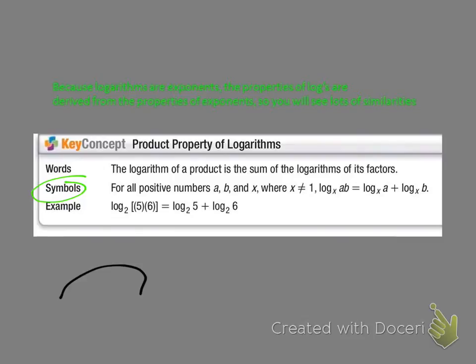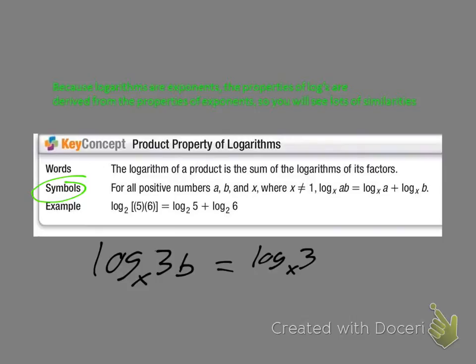Okay, so let's say, like I said, you have log base x of 3b. You can rewrite that as log base x of 3 plus log base x of b. What if it is 1? If it is what? All right, now, what operation, let's make sure we get clear on this, what operation is going on between this 3 and b? Multiplication.